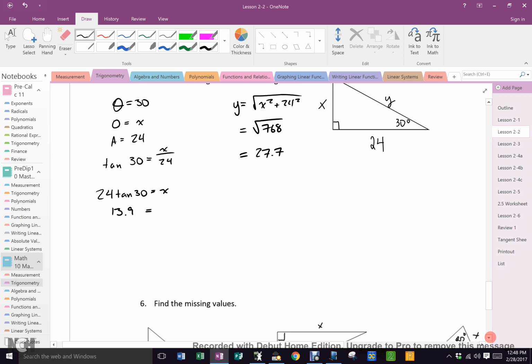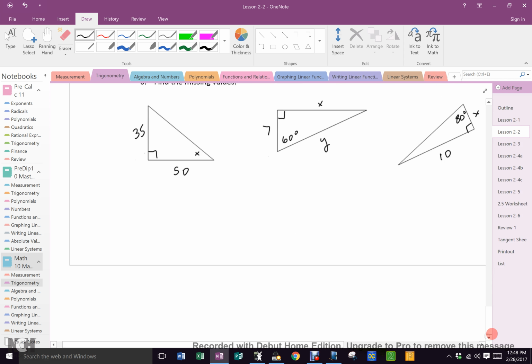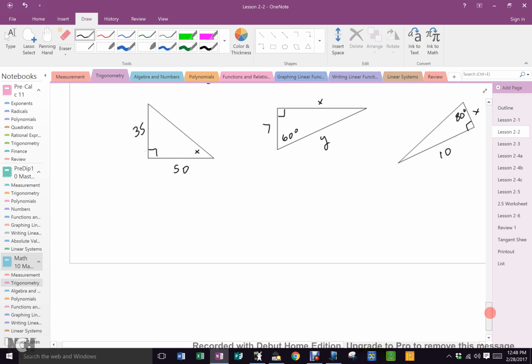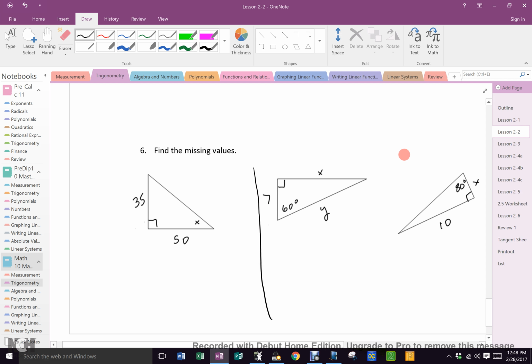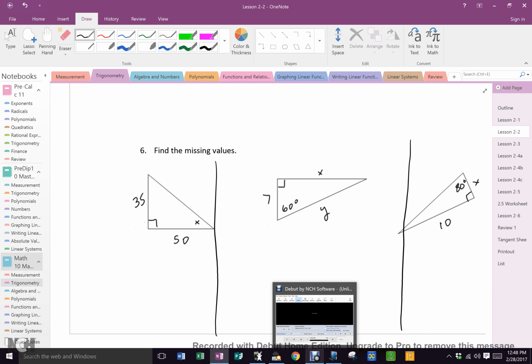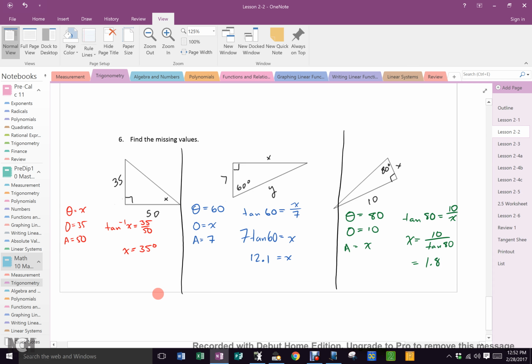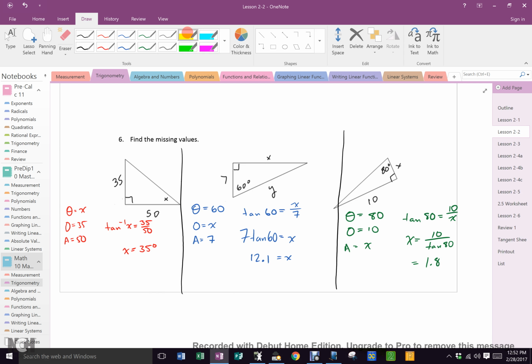Is everybody good? All right, let's try these three. I want you to try them one at a time, and I'm not going to show you how to do them. So you go ahead and try them. I'm going to write down my right answers, but I'm going to blank out the screen. The answers are 35 degrees, 12.1, and 1.8.